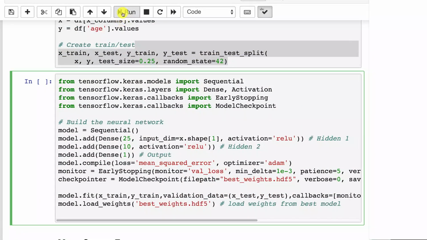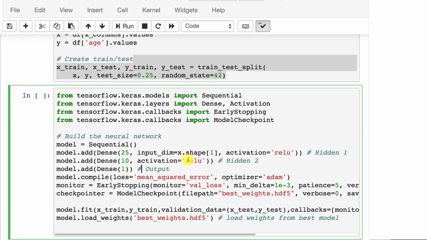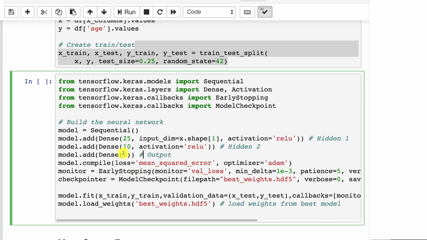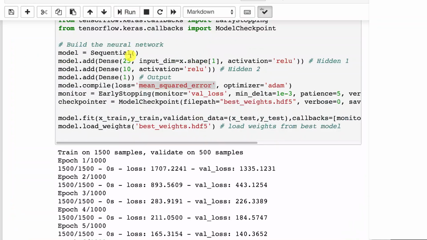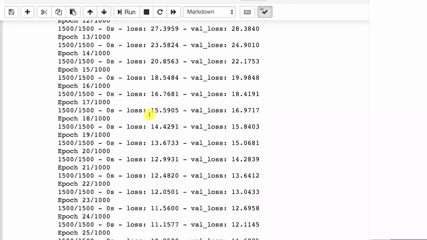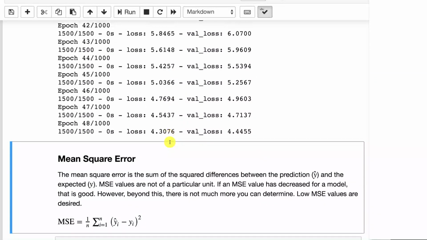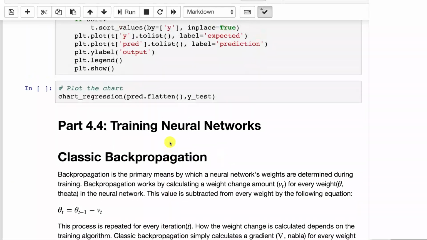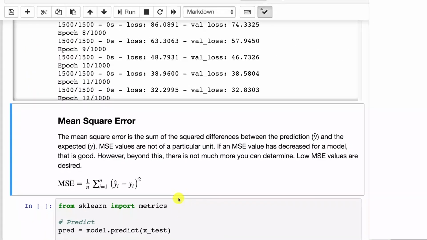Next, we're going to build and train the neural network. Again, pay attention to how we are setting up the loss. This is regression, so one output neuron. Mean square error is our loss function. We run it. It trains pretty well. The validation loss quickly falls off, and we're left with a pretty good result.